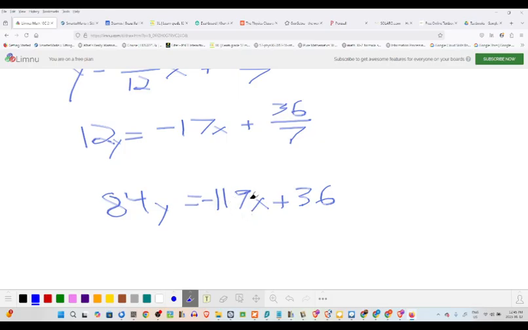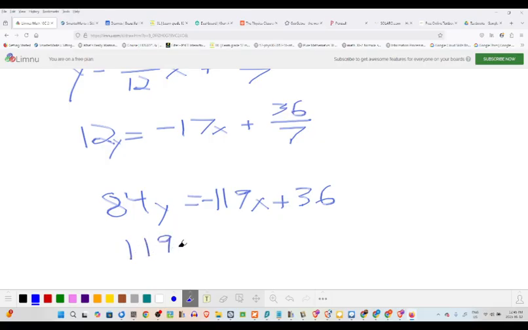It is not divisible by 2, not by 3, because these add up to 11. Not divisible by 5. It doesn't end in a 0 or a 5. Oh, right, it's not prime. It's 7 times 17. That's how we built it. Well, 12 does not have any factors of 7 or 17. 36 does not either. This is not going to simplify.